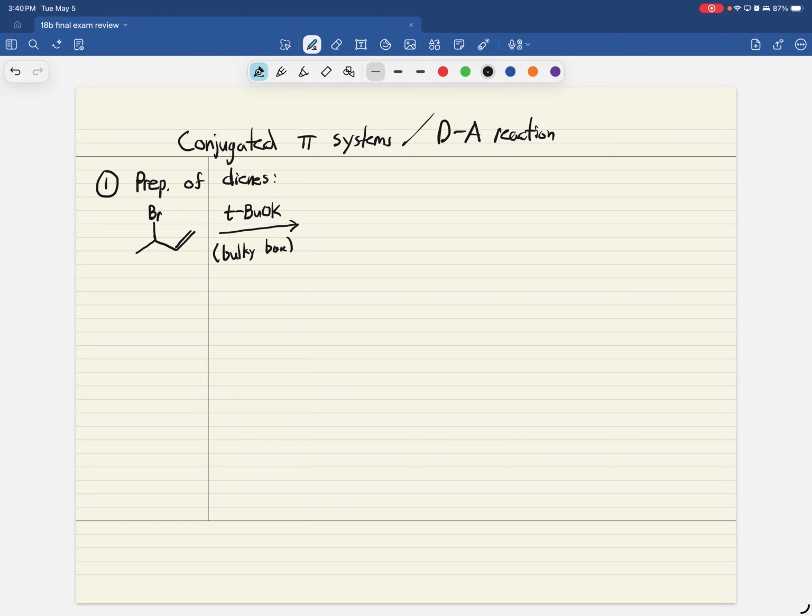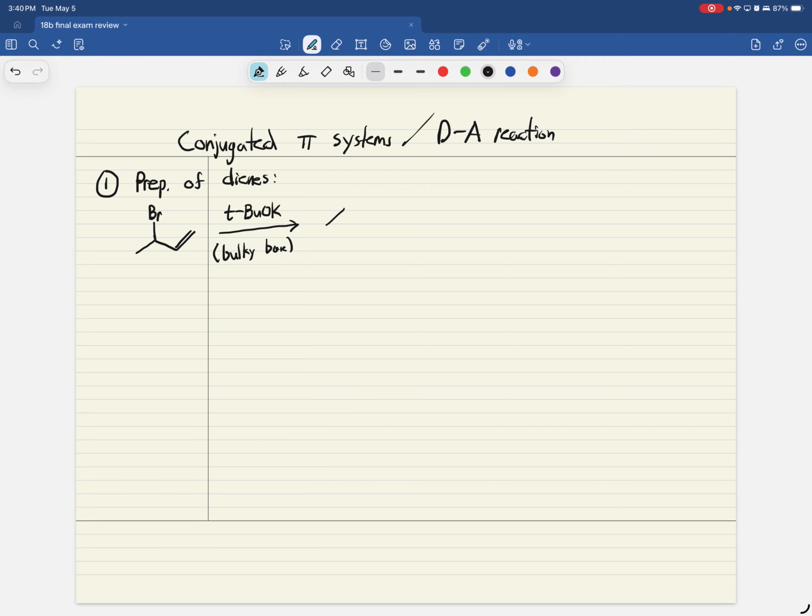SN1 usually is for nucleophiles that are neutral, not strong bases at all, like very weak bases. So that would make you disregard that. So if it's a very bulky, strong base, you're going to disregard any SN1 or E1. So it's going to be elimination, which is E2.